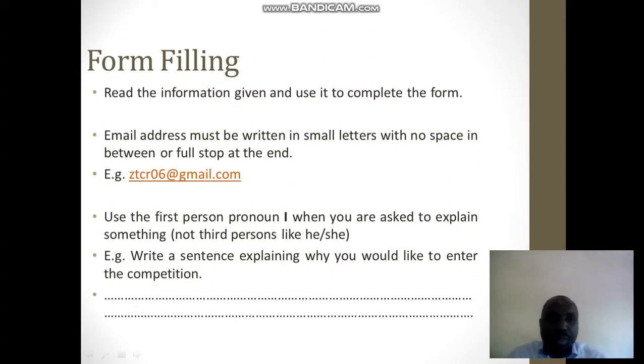Another point, use the first person pronoun I when you are asked to explain something, not third persons like he or she. For example, write a sentence explaining why you would like to enter the competition. So you don't have to make use of he or she to explain, but make use of I. We know that you are completing this form on someone else's behalf, but you are in that particular person's shoes when you are completing this form. That's why you must make use of I.